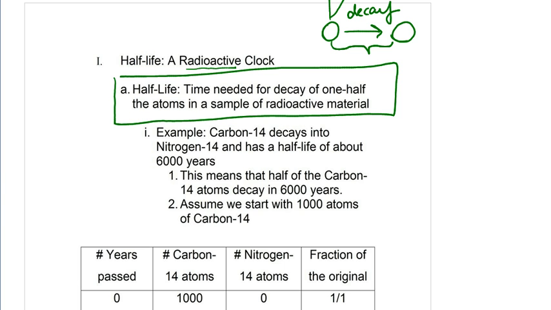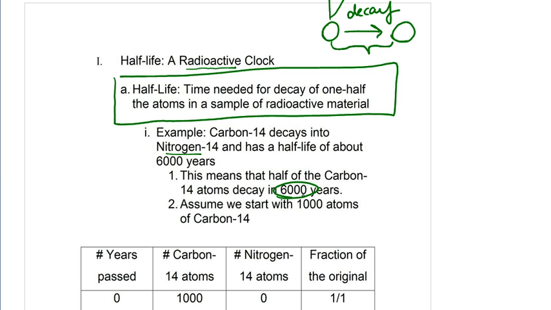Carbon-14 is going to decay into nitrogen-14. So this would be an example of a beta decay. Remember, the mass number is not changing, but what is changing is your proton number, so you're changing your element. And it has a half-life of about 6,000 years. So it sticks around for a very, very long time. We could use carbon-14 for radioactive dating of things like rock and fossils. So this means that half of the carbon-14 atoms will decay in 6,000 years, approximately.